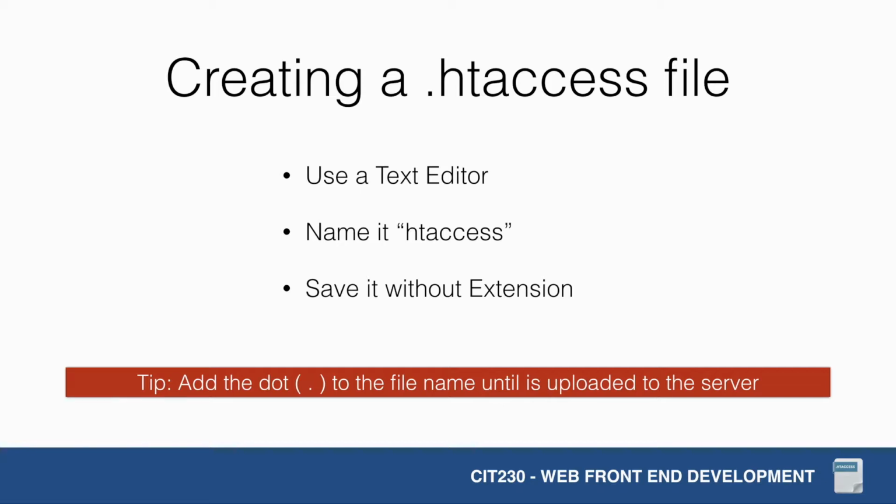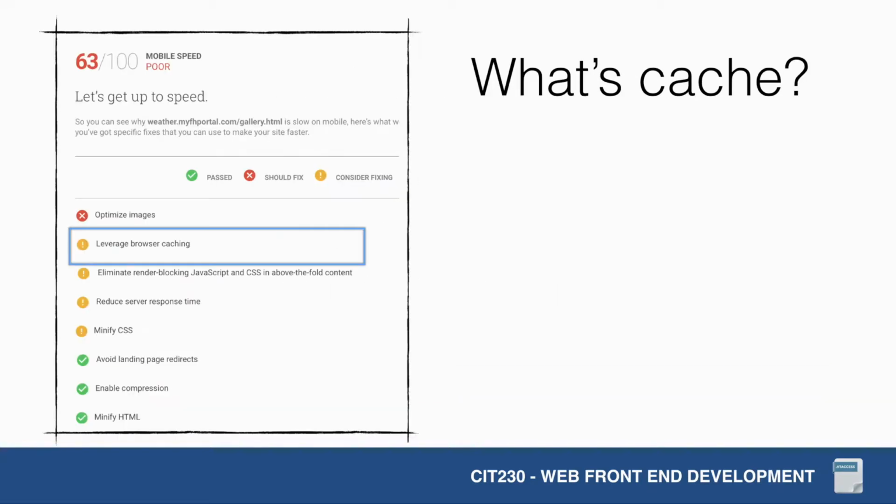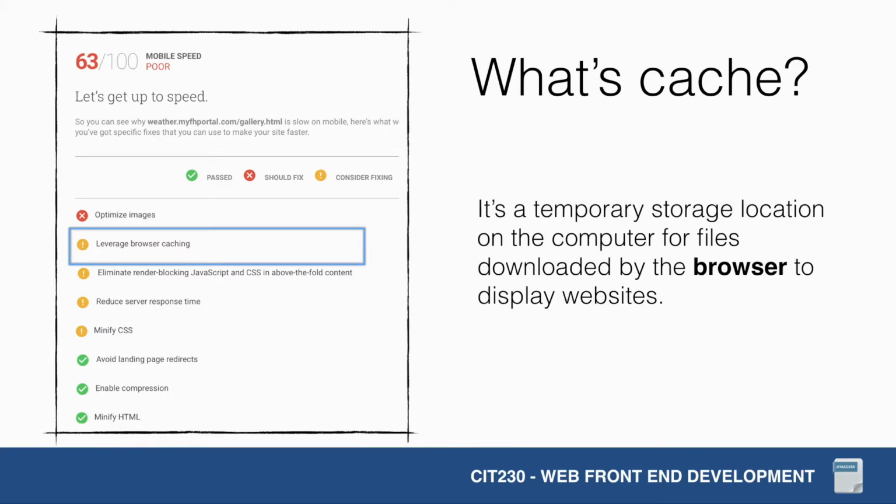So now, one of the things you can do with this file is add some cache control. You may have seen the "leverage browser caching" suggestion when you were testing your site with google.com. So what is cache? Cache will store some of your files from your site, such as CSS, JavaScript, HTML, media files, etc., and use them the next time the user tries to visit your site again.